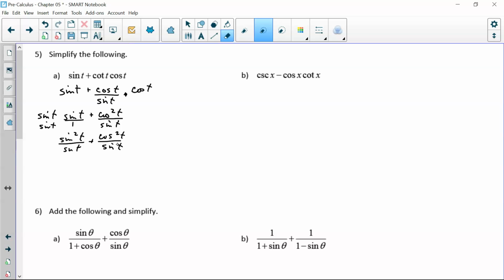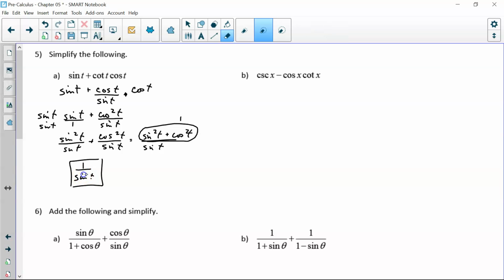Now, when we add those, our common denominator stays the sine of t. Sine squared t plus cosine squared t over the sine of t. Now, if you look at your Pythagorean identities, sine squared theta plus cosine squared theta is 1. So all that we can rewrite as 1 over the sine of t. All that just became 1 over the sine of t.